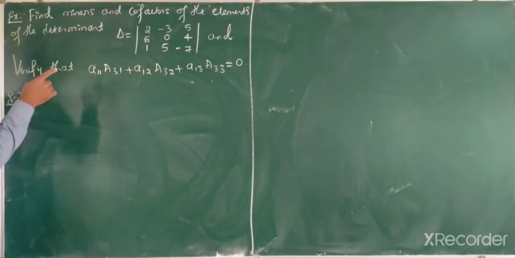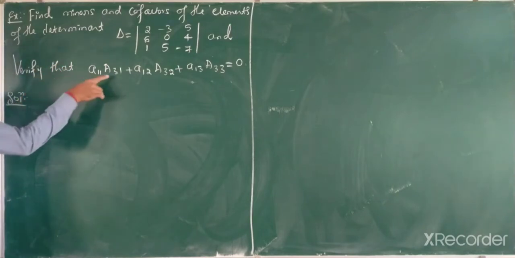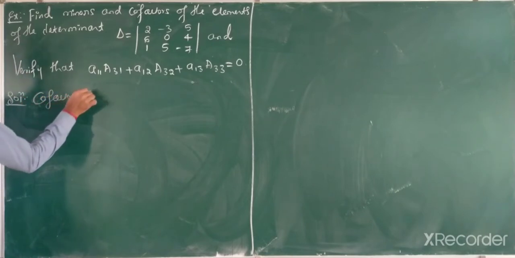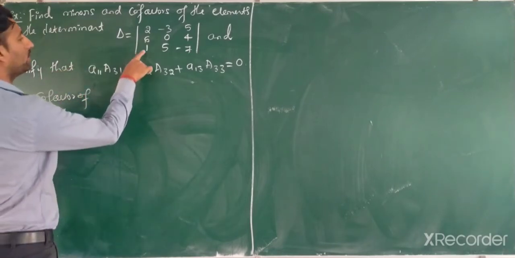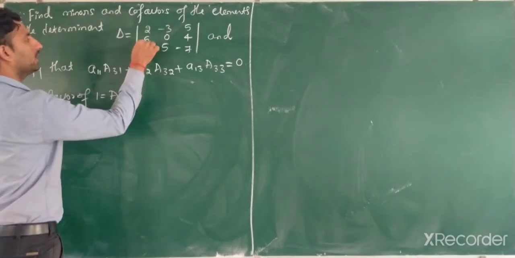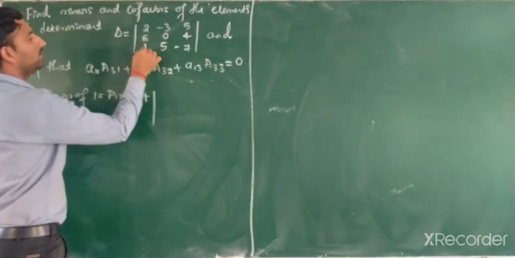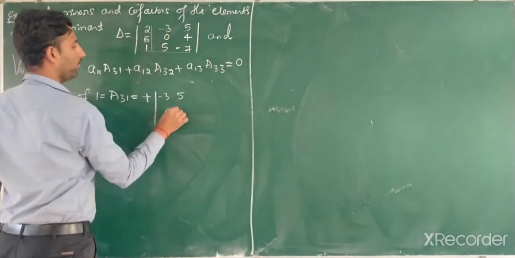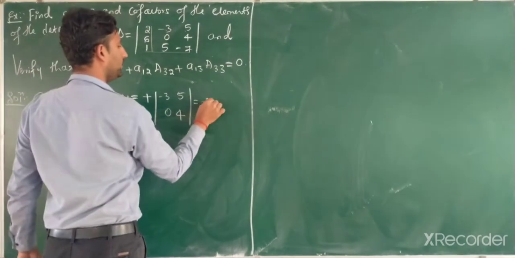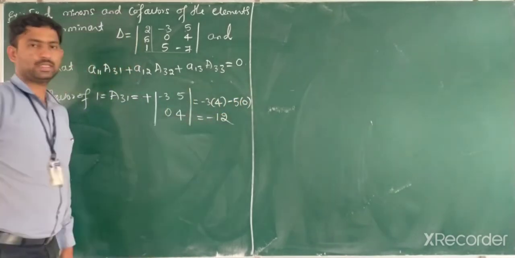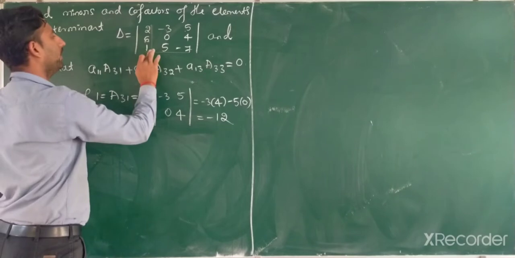Therefore, first our job is to find A31. Here A31 means cofactor of this value. Cofactor of 1 is equal to A31, which is equal to plus, with minus plus position. This we have to eliminate. Remaining is minus 3, 5, 0, 4, which is equal to minus 3 into 4 minus 5 into 0, which is nothing but minus 12. Minus 12.